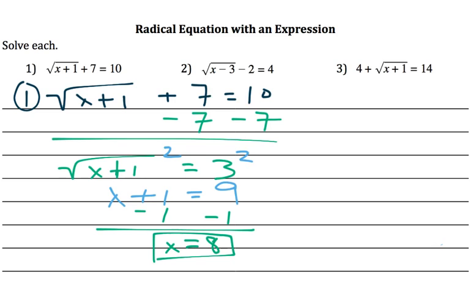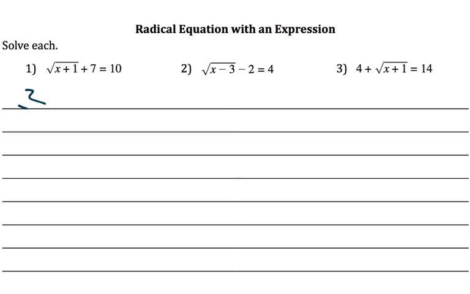Always a good idea to plug this back into the original problem. 8 plus 1 is 9. The square root of 9 is 3. 3 plus 7 is 10. And 10 does equal 10. Move on to the second one.